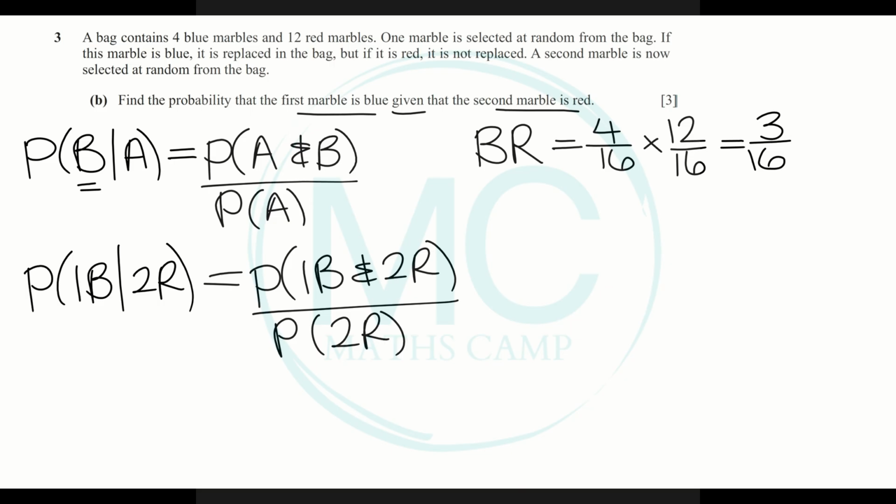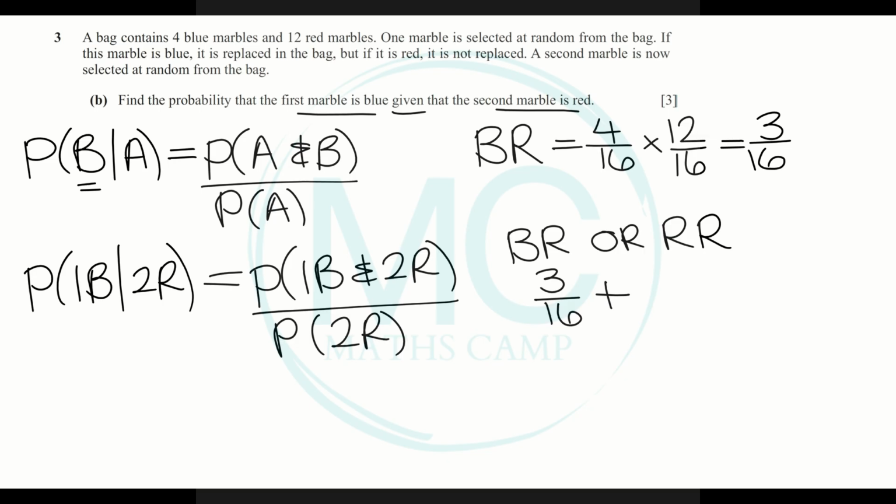Now I need to find the probability that the second marble is red. For this to happen, my blue marble is first, followed by a red marble, or I can have a red marble first and a red marble second. We already know that the probability of blue first and red second is 3 over 16. I can put this over here. Or, so we're going to add 2 red marbles.